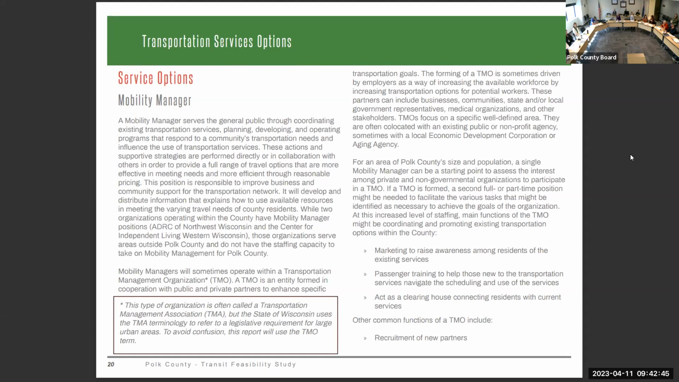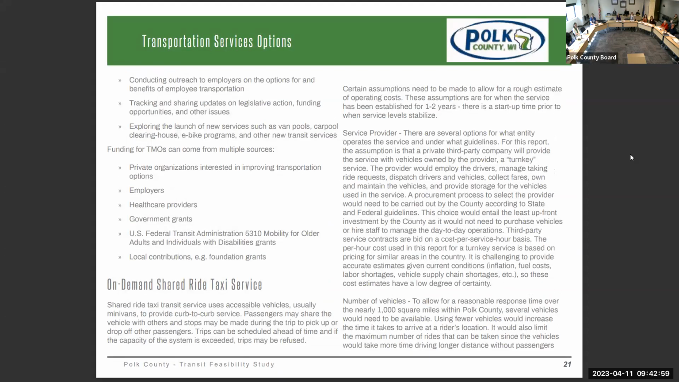Yeah. So funding comes from private organizations, employers, healthcare providers, government grants, and then sometimes foundations do a fair amount of support for those TMOs. The next service option we looked at was an on-demand shared ride taxi program.